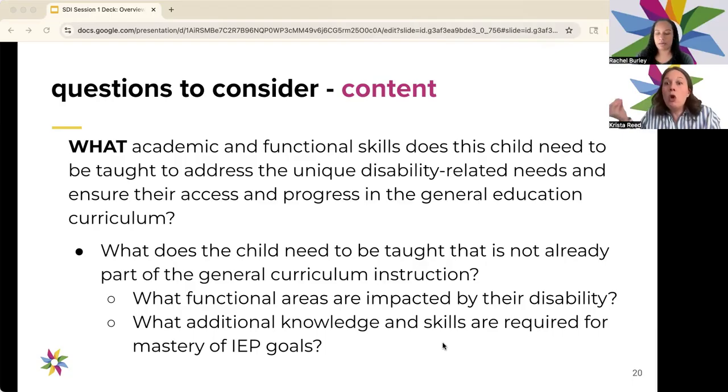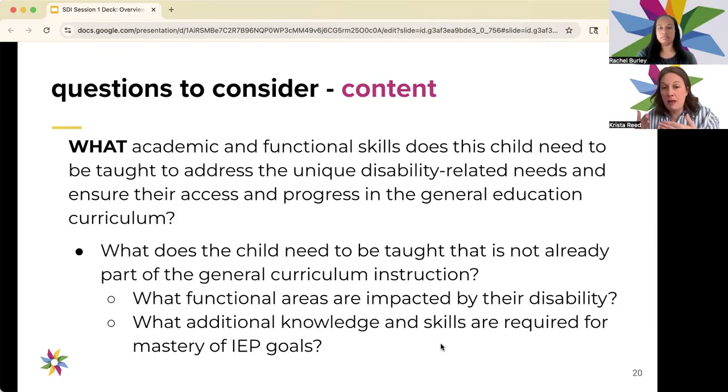The Braille example is like a perfect one. Not all students are going to learn Braille, right? But this student is blind and she has to. And so that is additional content that the student needs to learn by virtue of being a student with a vision disability. What functional areas are impacted by their disability, right?